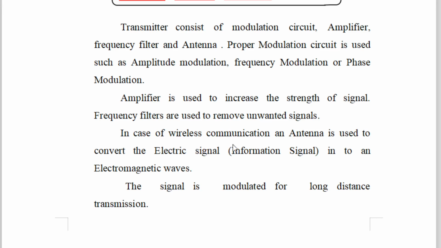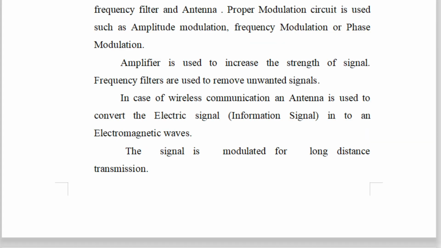In case of wireless communication, an antenna is used to convert the electric signal, that is the information signal, into electromagnetic waves. The signal is modulated for long distance transmission, meaning the signal is modulated for long distance communication only. So these are the four blocks of information about the transmitter.